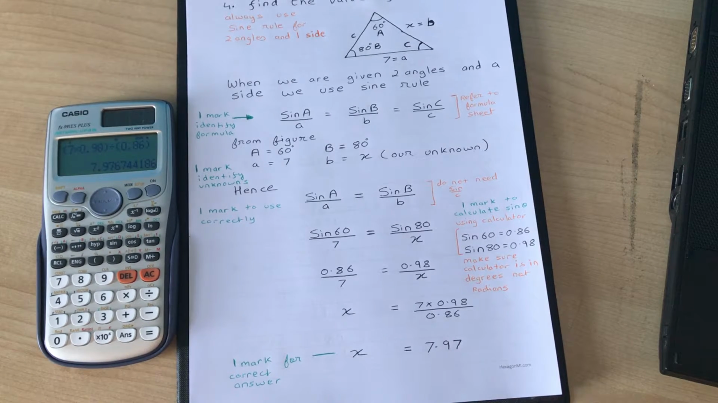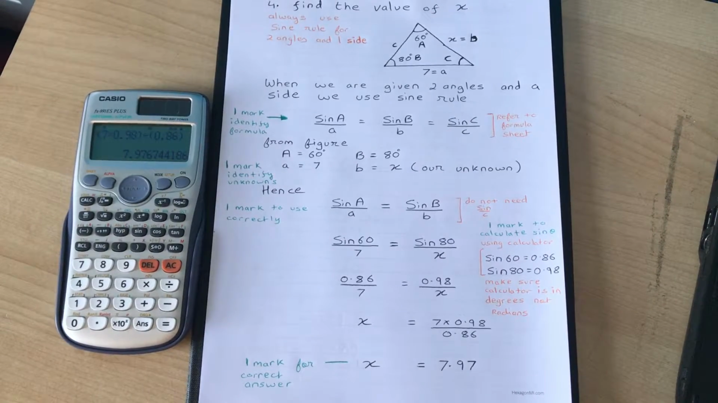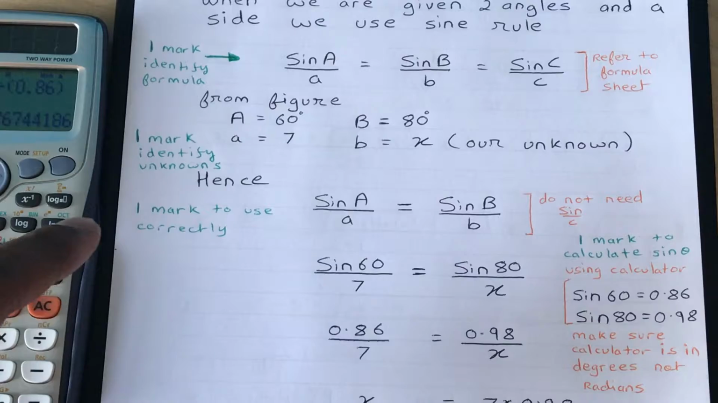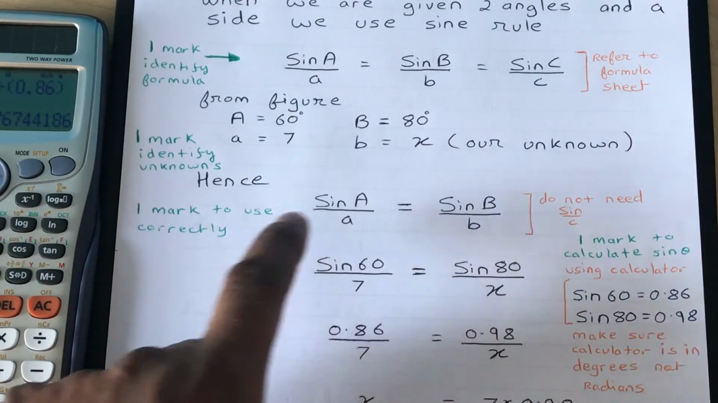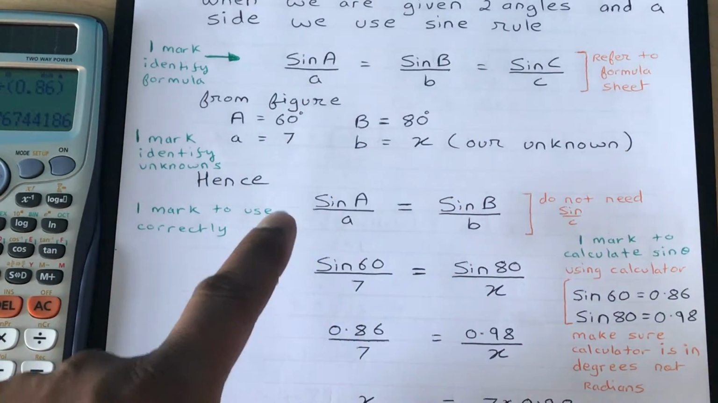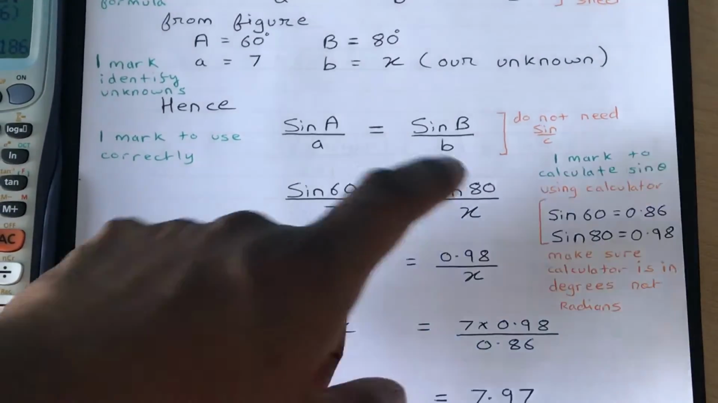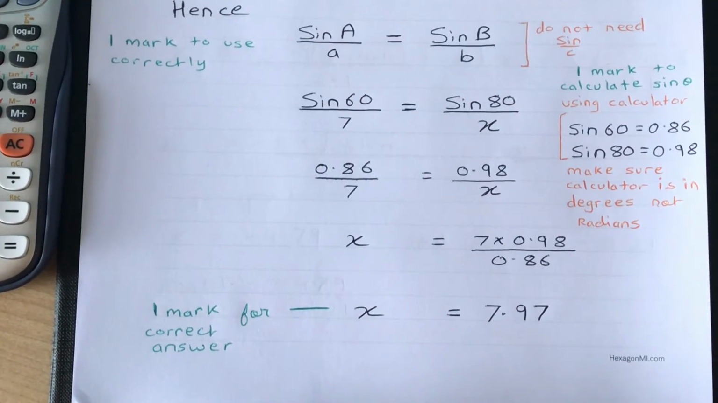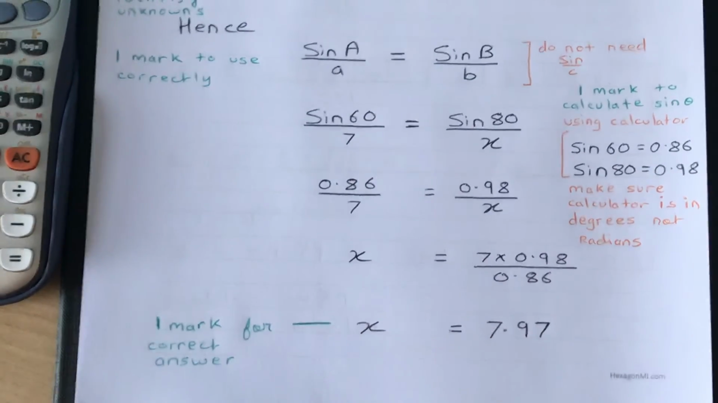Now the marking scheme for this question: if you are able to correctly identify the formula, you will be awarded 1 mark. If you are able to identify the unknowns in the second step, you will be awarded another mark. If you correctly use the correct part of the sine rule, you will be awarded the third mark. When you correctly calculate the values of sine and write them down, you will get 1 mark. And once you substitute those known values in the equation and solve for x, you will be awarded the 5th mark, getting the total to 5.